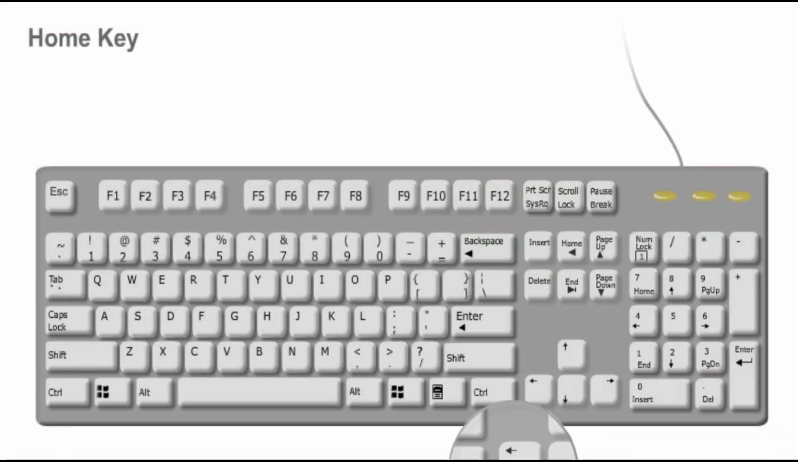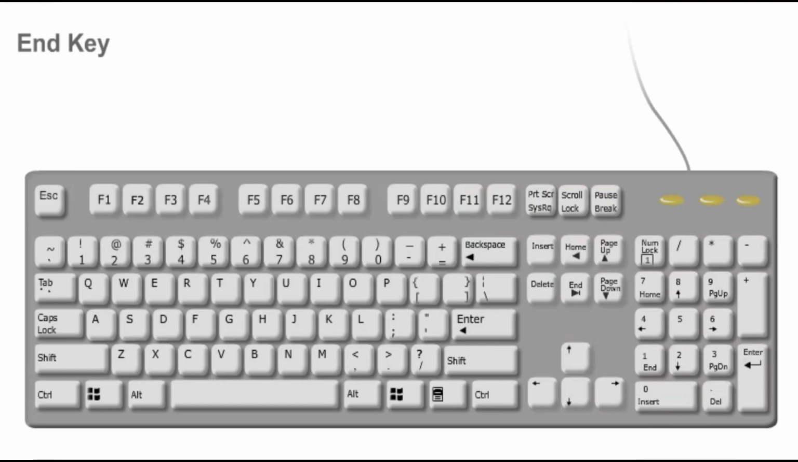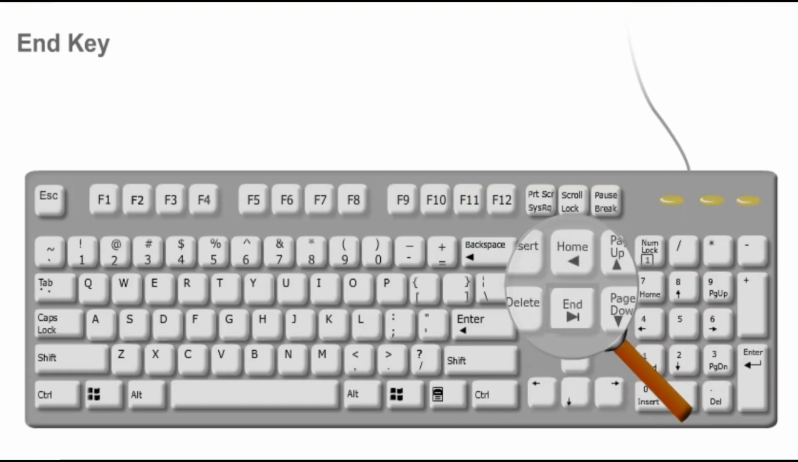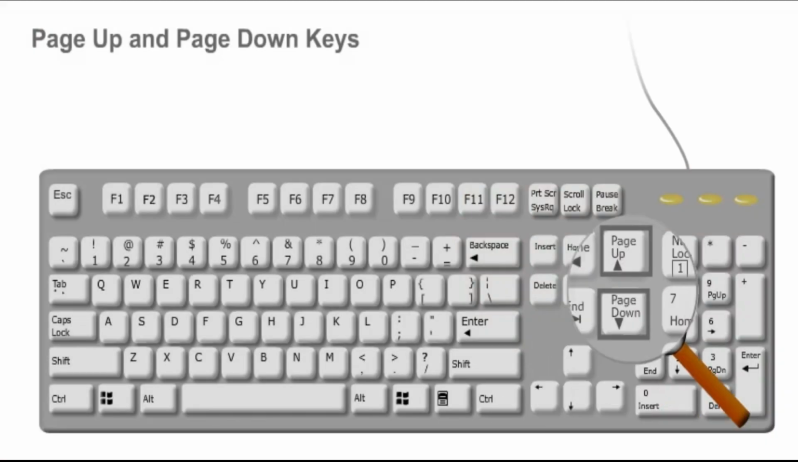The Home key takes you to the beginning of a line in a word processor, and when used with the Control key, results in the cursor going to the beginning of a document. The End key, which is directly below the Home key, sends the cursor to the end of a line, or if used with the Control key, to the end of a document. The Page Up and Page Down keys move the screen up or down one screen page.